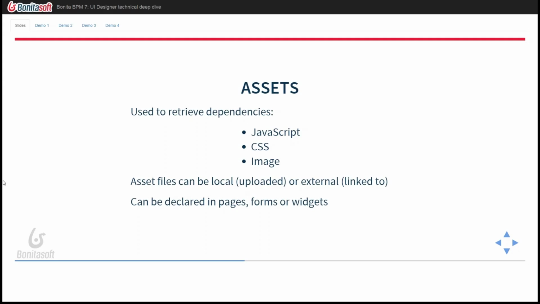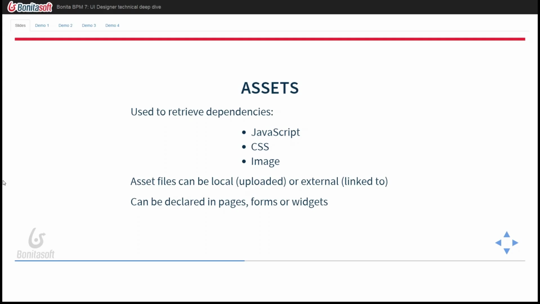These assets can be linked in two different ways. You can have a local asset. This is something you will upload in your page or in your widgets. Or you can have an external asset. This means you provide a link, basically a URL, to point to your resource.